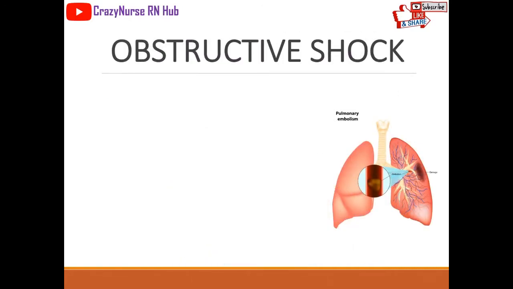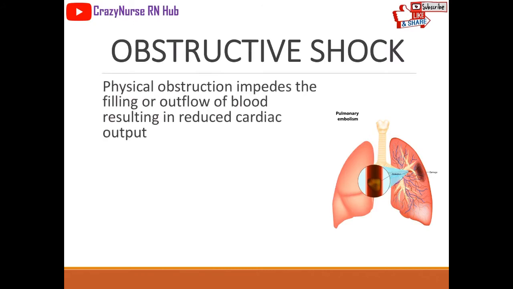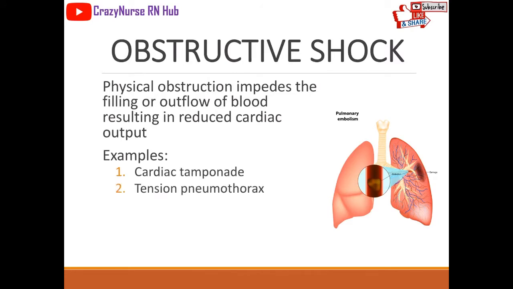Next, we have your obstructive shock. It develops when a physical obstruction to blood flow occurs with a decreased cardiac output. This can be caused from a restriction to diastolic filling of the right ventricle due to compression, such as your cardiac tamponade, tension pneumothorax, superior vena cava syndrome.